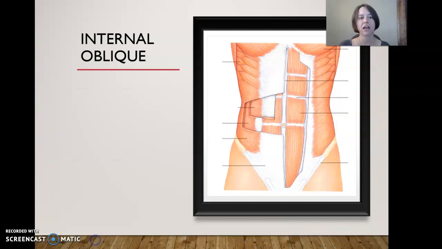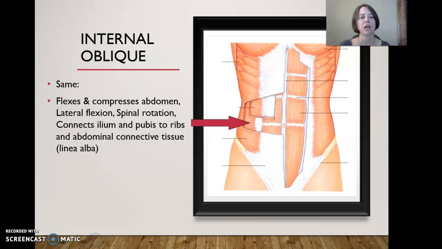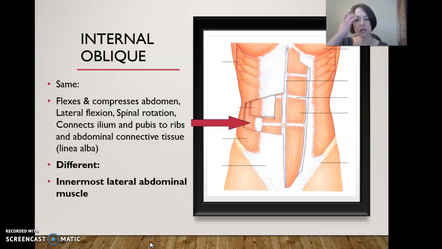And then deep to that are the internal obliques, right there. And what is the same? You may write this, but you don't have to. It is involved in flexion, compression, lateral flexion, spinal rotation. It also connects the ilium and the pubis to your ribs and to the linea alba, that connective tissue. But what is different? It is the innermost lateral abdominal muscle.